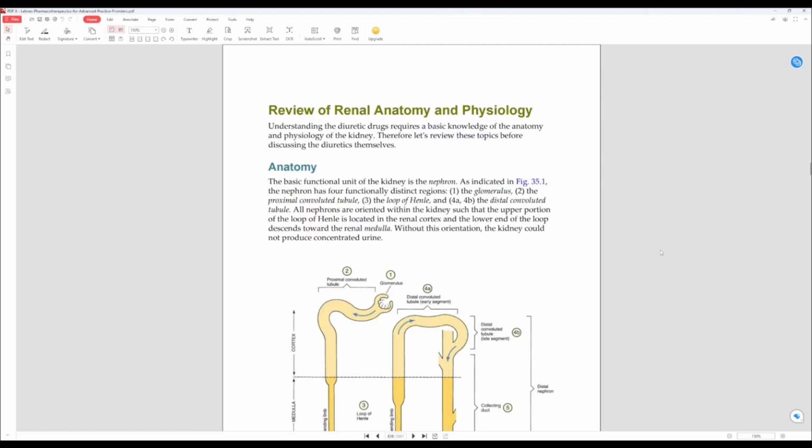So we'll do a quick review of the renal anatomy and physiology. Understanding diuretic drugs requires a basic knowledge of the anatomy and physiology of the kidneys. Therefore, let's review these topics before discussing the diuretics themselves.